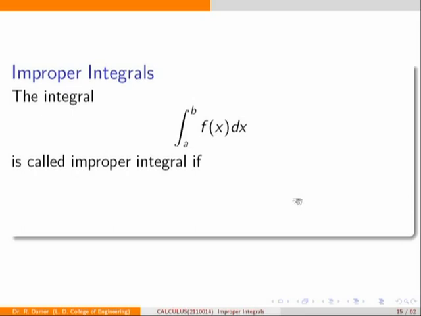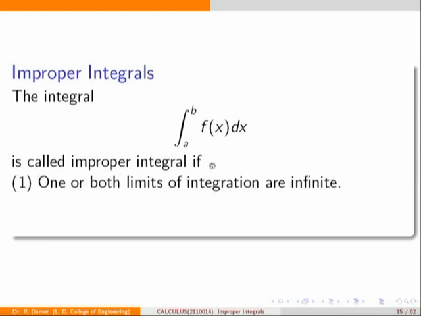Now, improper integral. So you now have a basic idea about the improper integral. The integral from a to b of f(x) dx is called an improper integral if, what is the first thing? One or both limits of integration, the lower limit and upper limit, are infinite. The first thing for an improper integral is that one of the lower limit and upper limit, or both, are infinite. Then it is called an improper integral.